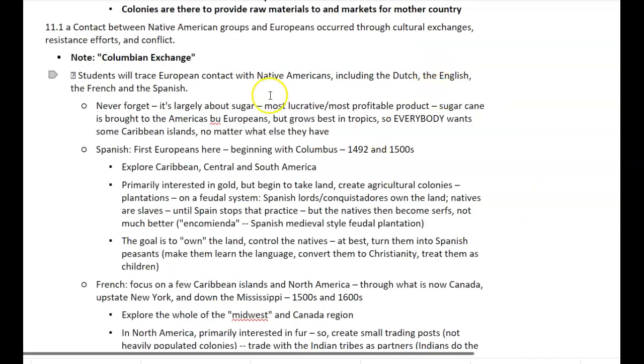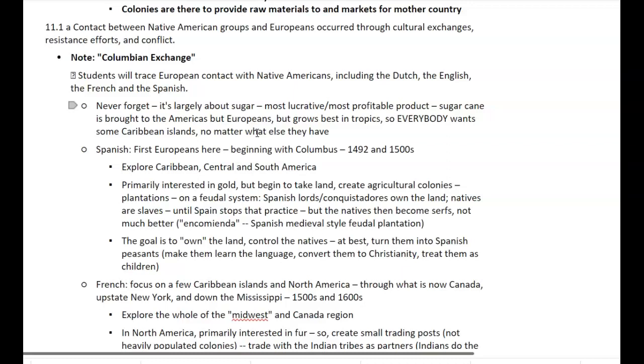Okay, students will trace European contact with Native Americans, including the Dutch, English, the French, and the Spanish. So let's talk about it. First of all, never forget, it's largely about sugar. The most lucrative, most profitable product that you could get out of the Americas was sugar.